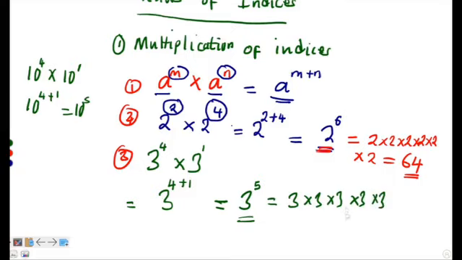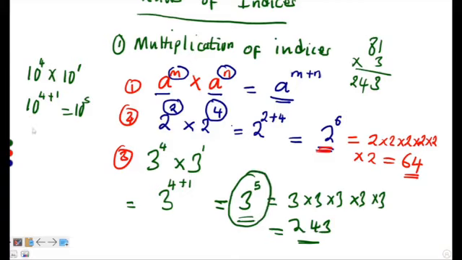1, 2, 3, 4, 5. So when you do that, you are going to have 3 times 3, 9, 3 times 3, 9. So 9 times 9, 81. So we have 81 times 3, which gives us 3 times 1 is a 3, 3 times 8 is a 24. So this will give us 243. If they say evaluate, but if they just say simplify, leave your answer at this stage. Okay, so I hope you have gotten something there.